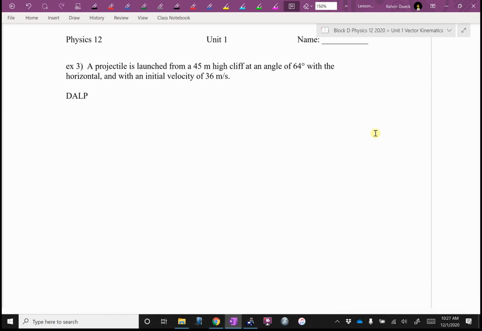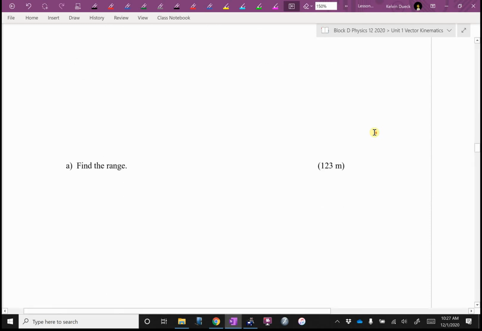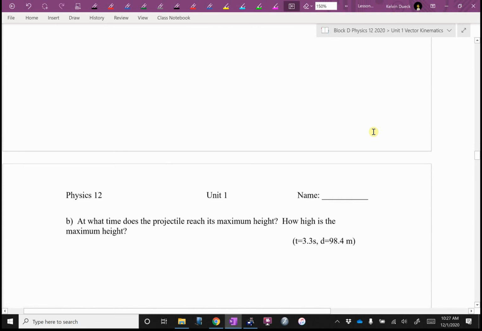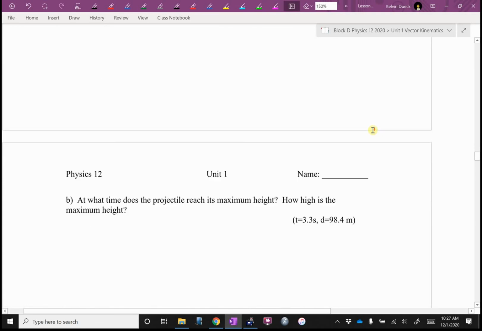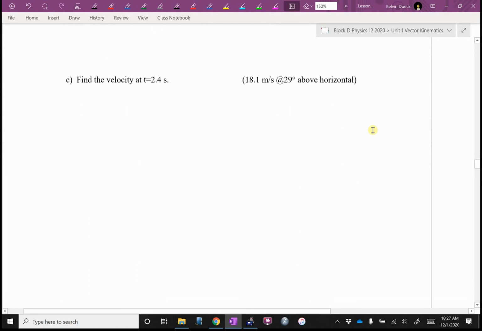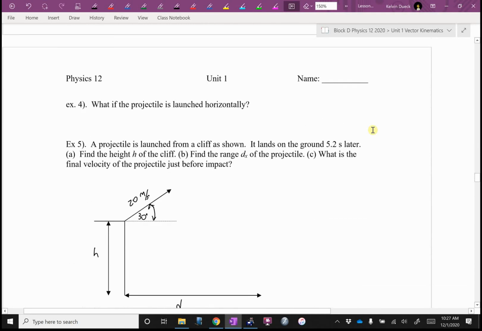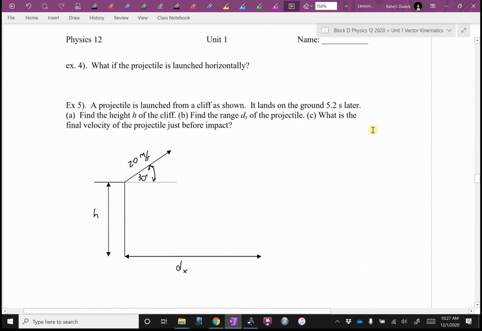Example 3. In the interest of time, I'm going to pass example 3. Skip example 3, and I'm going to go to example 4. I'll probably do example 3 next class as kind of a warm-up, maybe. Example 4, I like example 4.